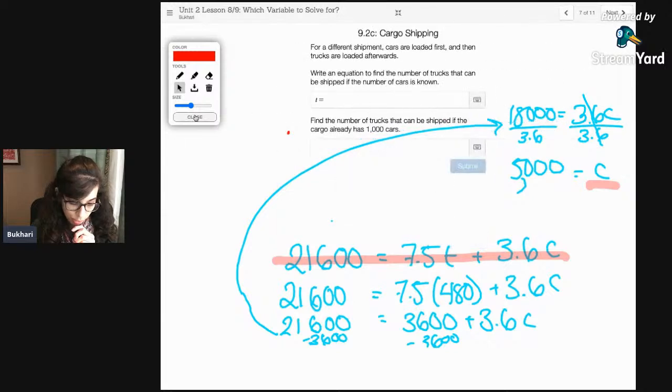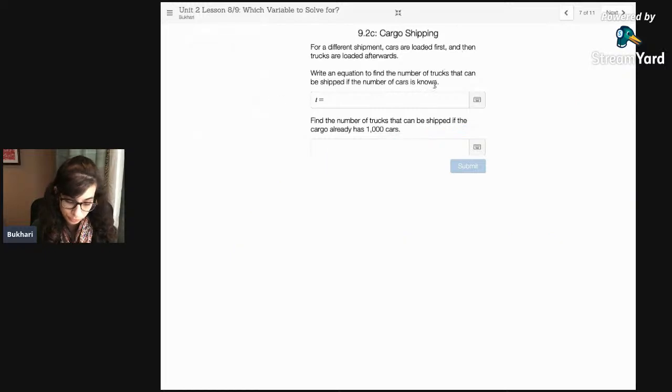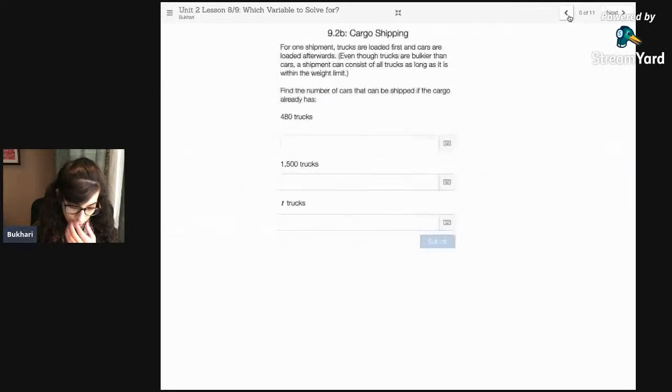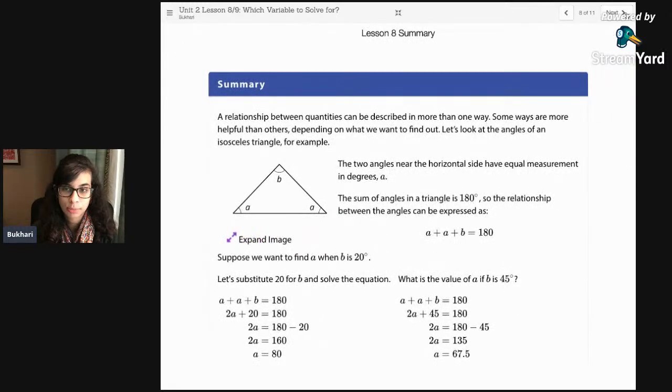And same thing with the other side. If I know the number of cars and I want to find the number of trucks, that will be helpful in doing this. And you'll notice a pattern going forward. And remember, when you have equations, you can always check your answer. If I get T equals something, substitute a value in from this slide back here. For 480 trucks, you know that the answer is 5,000. And so you can use those two numbers to help you check your answer. So always go back to check your answer.